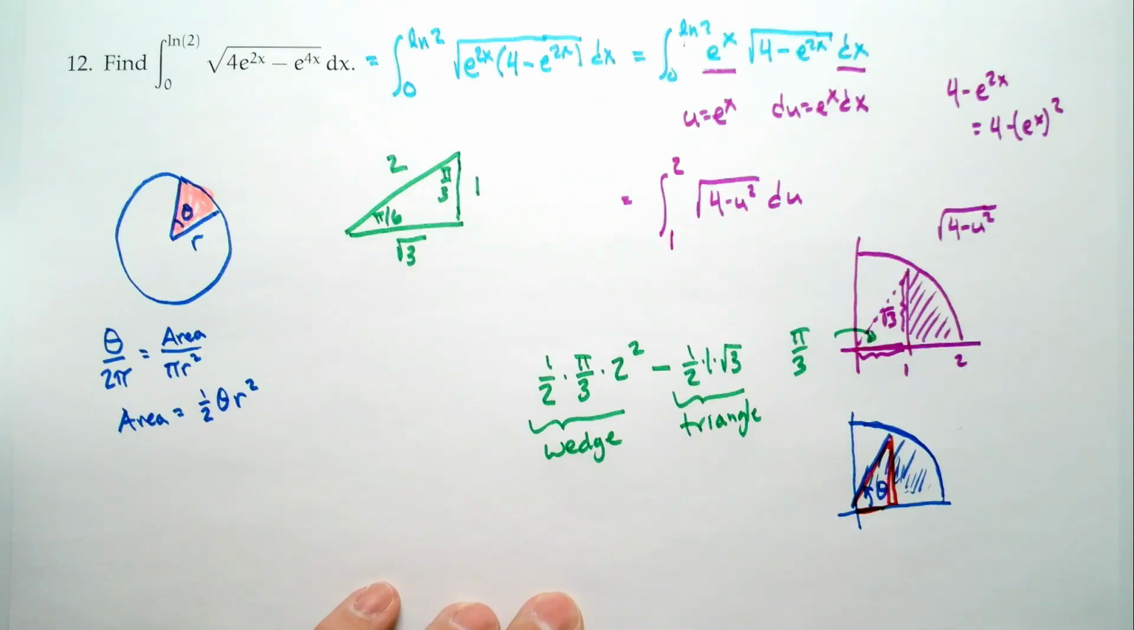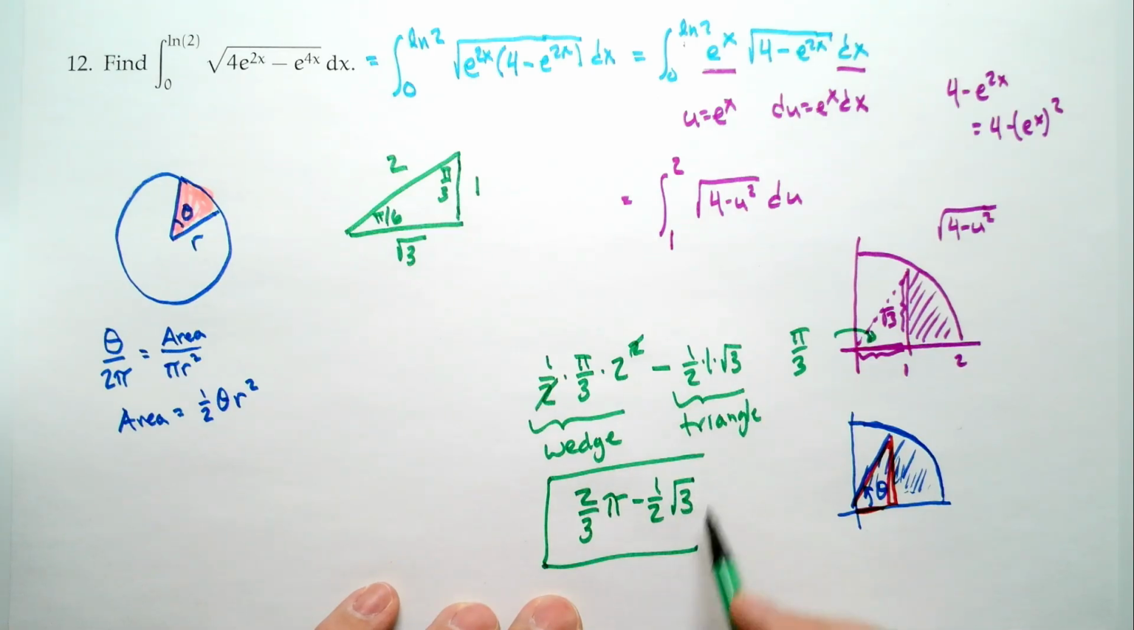So what do we end up with? Well, the 2 can cancel with one of the 2's there. So we get 2/3 pi minus 1/2 square root of 3. And that is our area.